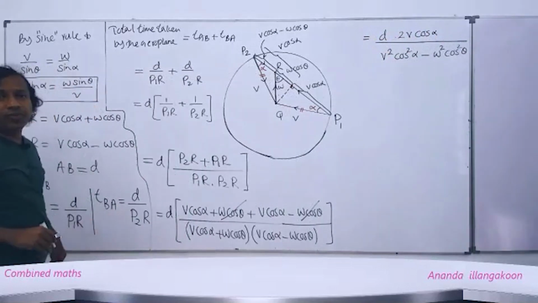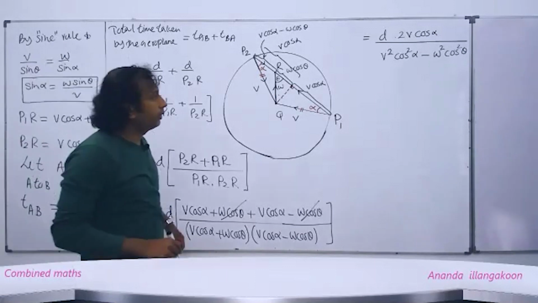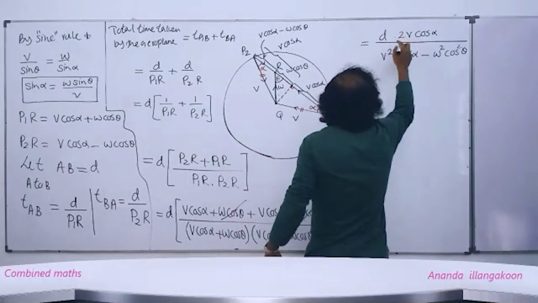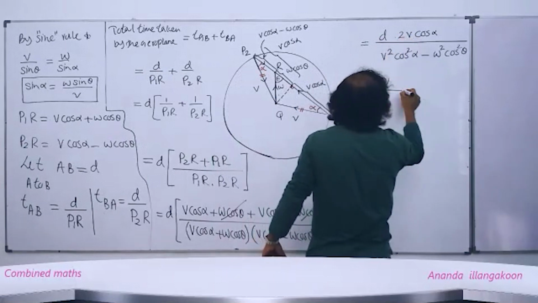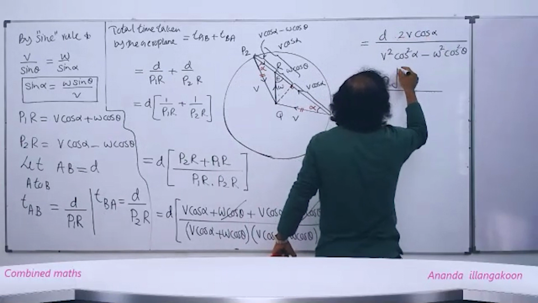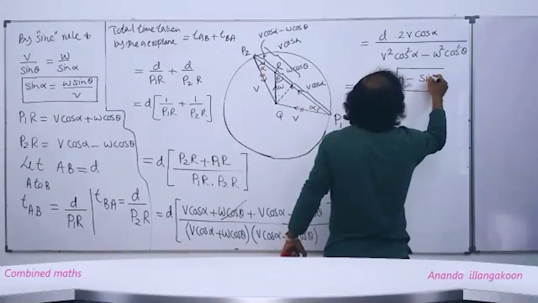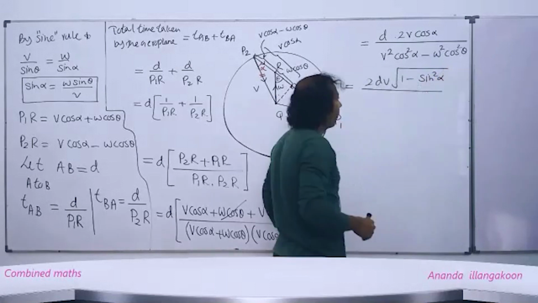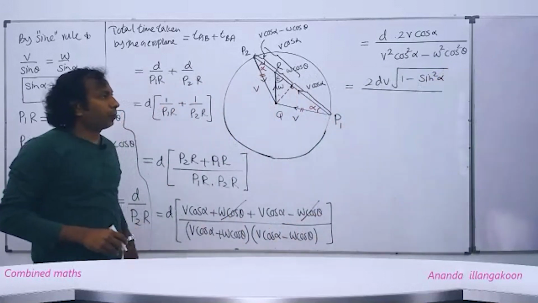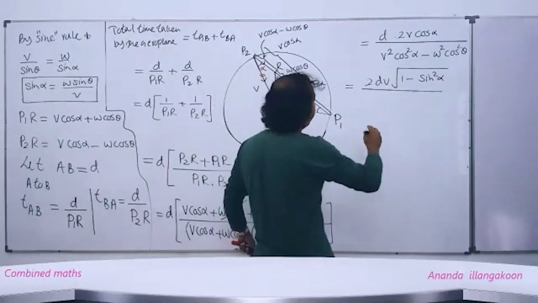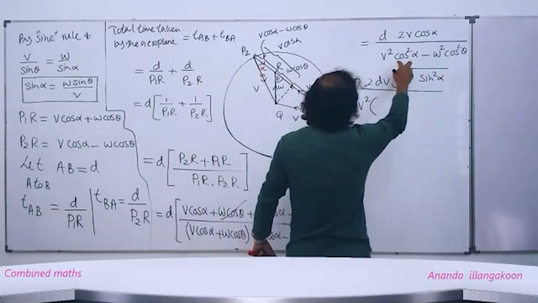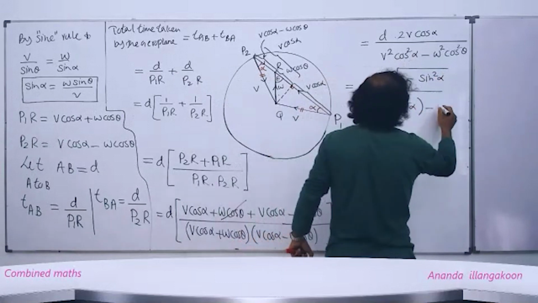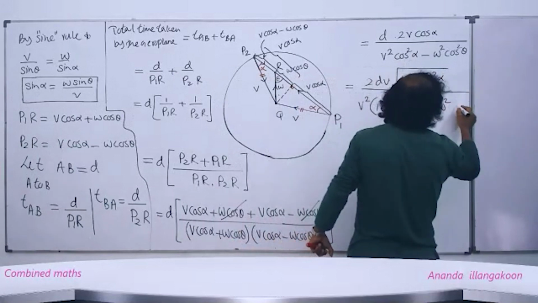Now substitute for cos alpha, right? Here we can write 2DV cos alpha. How to write cos alpha? It is the square root of 1 minus sine squared alpha. Square root of 1 minus sine squared alpha is the cos alpha. In the denominator we have V squared cos squared alpha, which means V squared times 1 minus sine squared alpha, minus W squared cos squared theta.